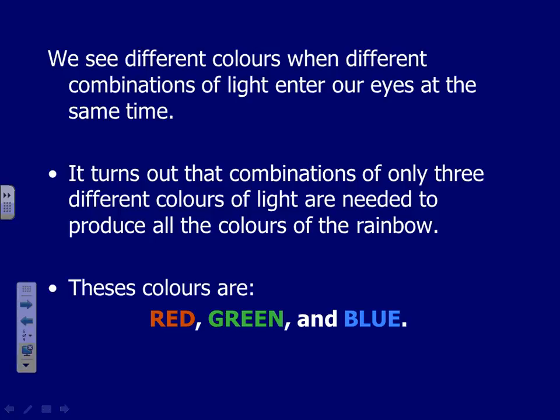We see different colors when different combinations of light enter our eyes at the same time. It turns out that combinations of only 3 different colors of light are needed to produce all the colors of the rainbow in our eyes.